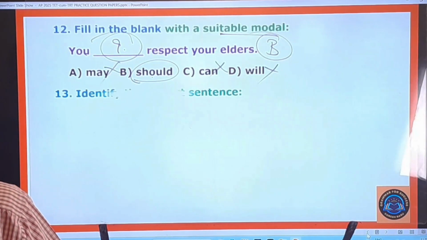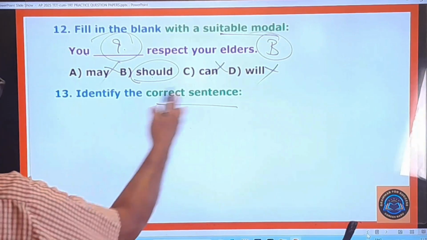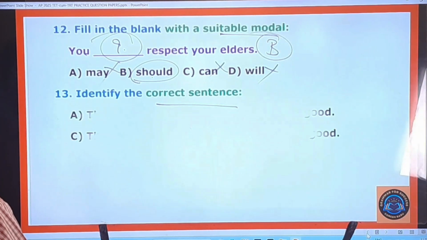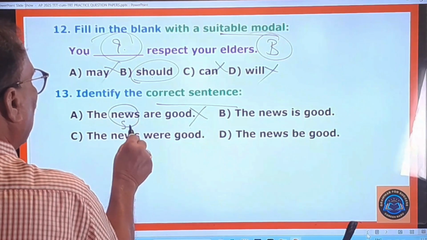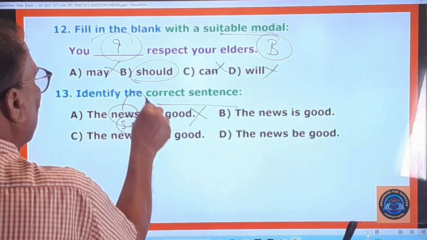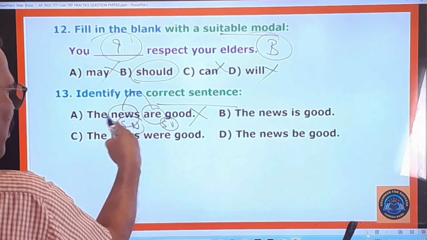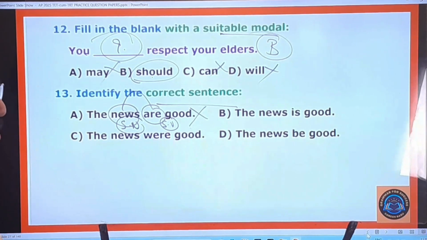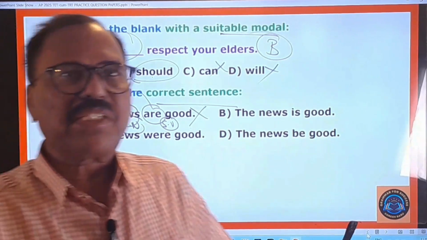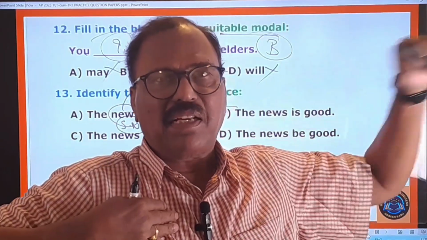And here 13th question, identify the correct sentence. Some sentences are given here, you have to choose the right one. The news are good. Wrong, because news is a singular noun. So after the singular noun there must be used only a singular verb. And about this standing rule I have already told you in the explanation of the first question paper. So what is that? Beside the singular noun there must always be used a singular verb.